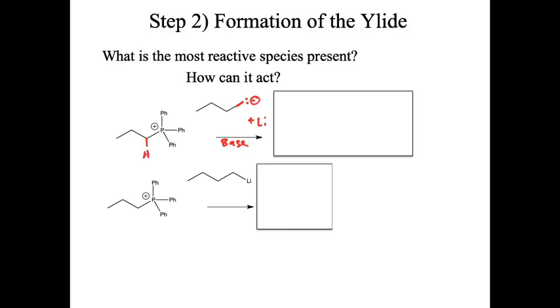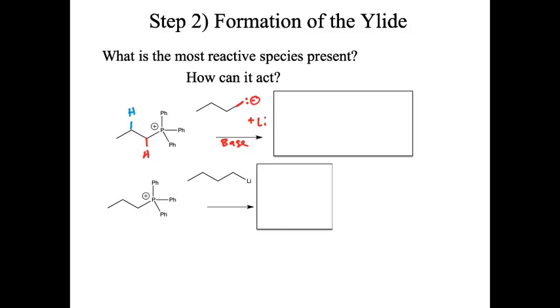So, red, blue, green. Which one is the worst idea? Green. Why? Because there's nothing to stabilize it. It leads to a primary anion, and there's nothing to stabilize that negative charge. Okay? We then have two options, red and blue.